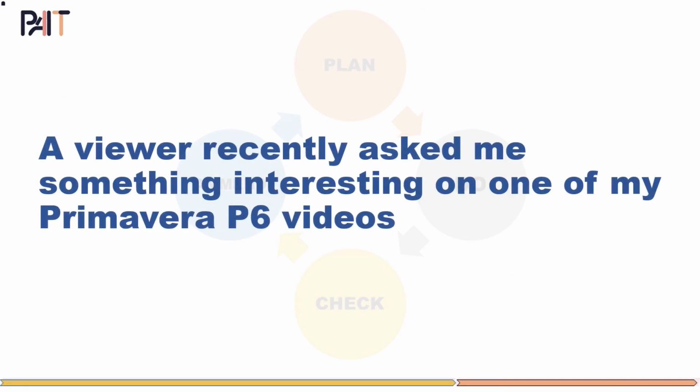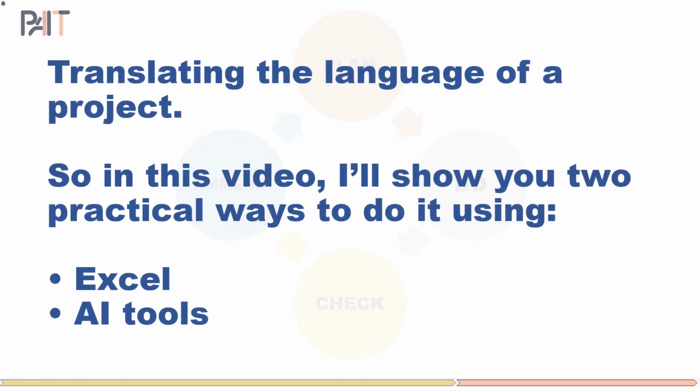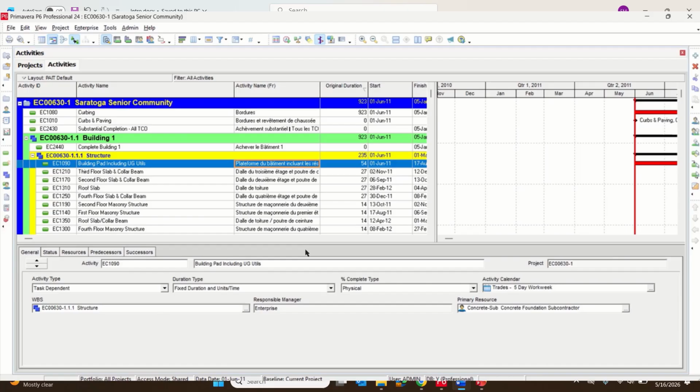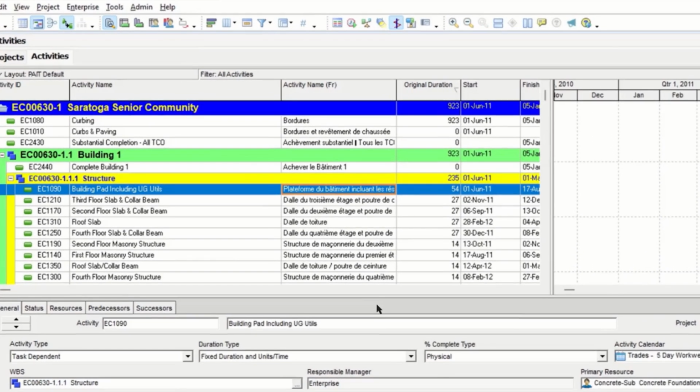A viewer recently asked me something interesting on one of my Primavera P6 videos about translating the language of the project and not just the software. So in this video, I will show you two practical ways to do it using Excel and using AI tools. Moreover, with growing collaboration of different nationalities across many projects, I will also show you how we can display a project with activities in multiple languages.